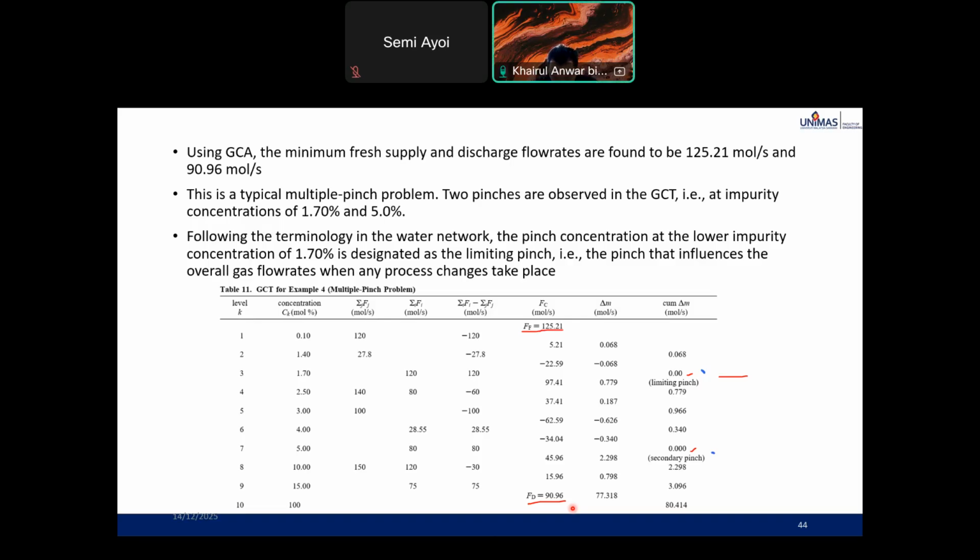So based on this, there are 3 regions: the region above the limiting pinch, the region below the limiting pinch, and the region below the secondary pinch.